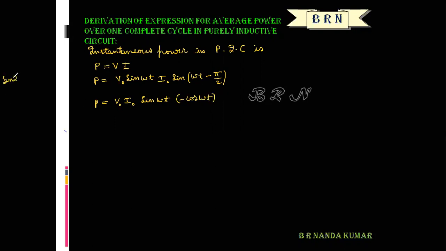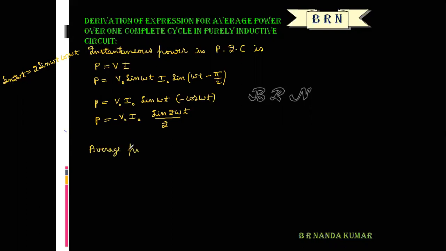Actually, sine 2 theta is 2 sine theta cos theta. Sine 2 omega t is 2 sine omega t cos omega t. So sine omega t cos omega t can be written in the form of sine 2 omega t divided by 2, right? So P is equal to minus V naught I naught by 2 sine 2 omega t. After that we have to find out average power.